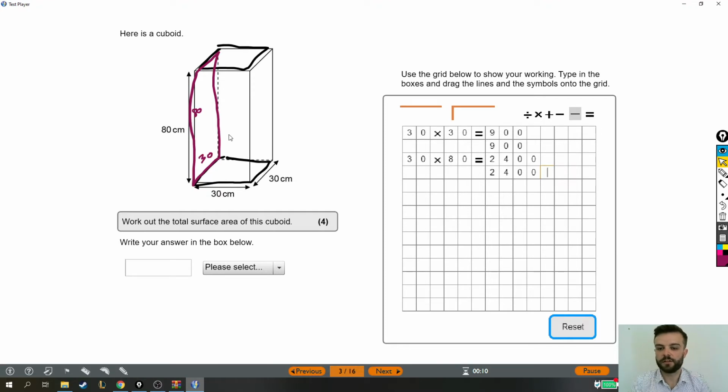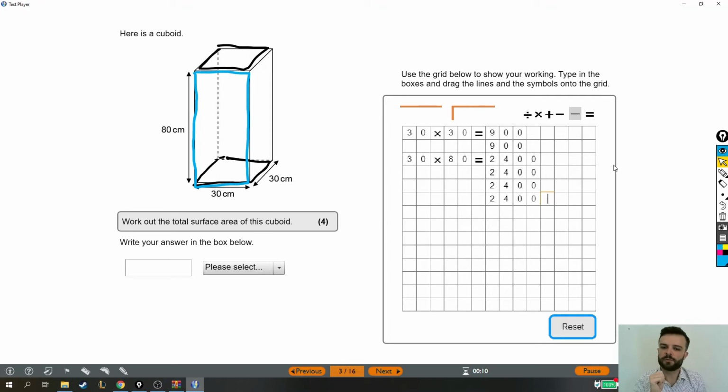But if we take a look at the front of our shape, let me just get rid of this to make it a little clearer. If we take a look at the front of our shape here, we will see that if we try and do base times height again, it'll be 30 times 80, which we've already done. It's 2,400. So in fact, because the front is the same as the back, and it turns out they are the same as the left and right, we're going to have four lots of 2,400 that make up the total surface area of the shape.